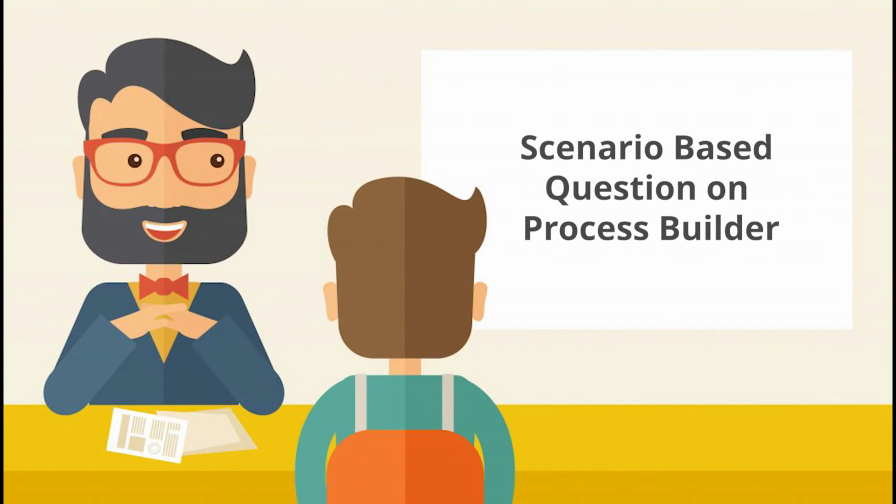Okay, so we can say it is one limitation of process builders that we cannot control the sequence of process builders if they are created on a single object. Correct, correct. Like we don't know if A will execute first or B will execute first. Yes, correct. Good.